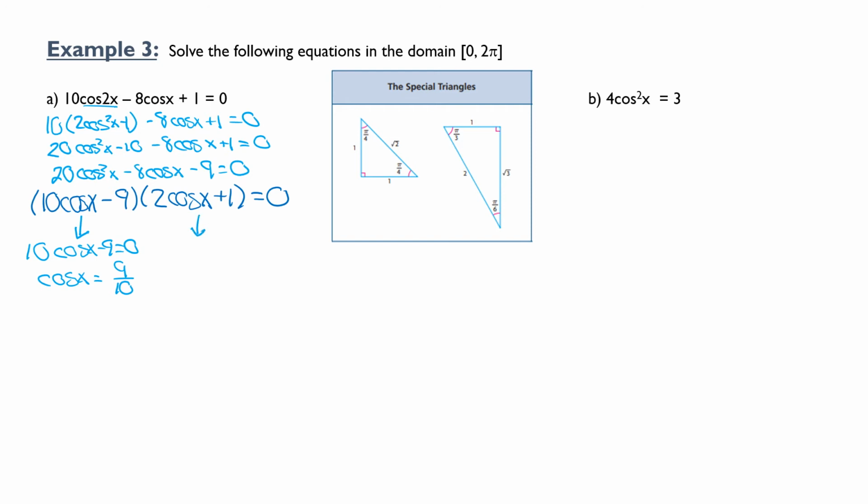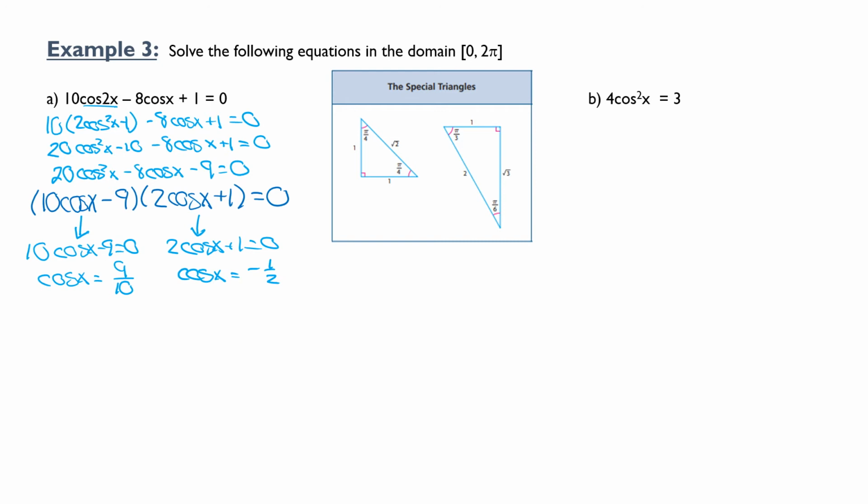And this one tells me I'm looking for where 2 cos x plus 1 equals 0. Isolating for cos x, we have cos x equals -1/2. Now I think I have a triangle for that. So let's start first with the 9/10, which I don't have a triangle for.